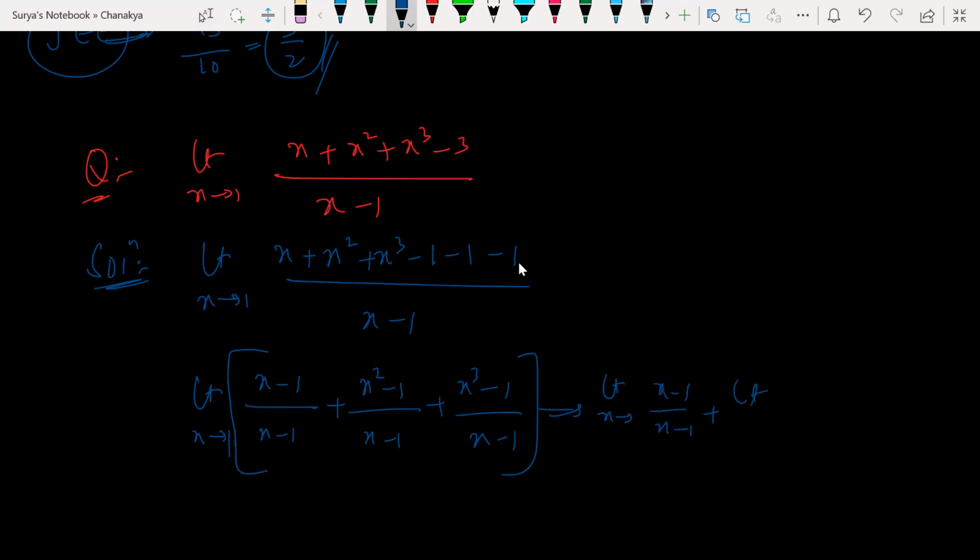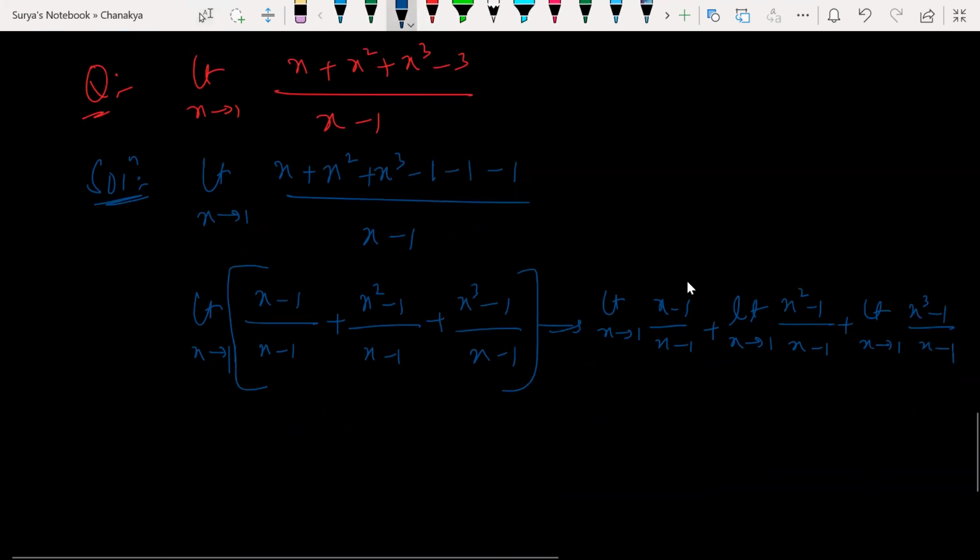So limit x tends to 1 of x minus 1 by x minus 1, plus limit x tends to 1 of x square minus 1 divided by x minus 1, plus limit x tends to 1 of x cube minus 1 divided by x minus 1. Now look at the first one. What can I get here? Simply, I can cancel numerator and denominator and write 1. The limit of a constant is that constant only. So the limit is 1 here.